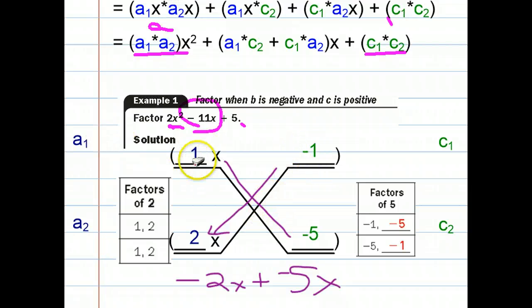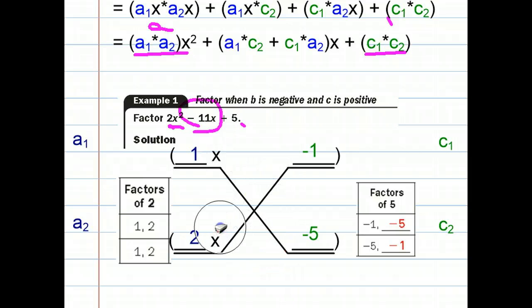So I can change either these two or I can change these two to try another combination. So what I'm going to do is change it from negative 1 and 5 to negative 5 and 1.